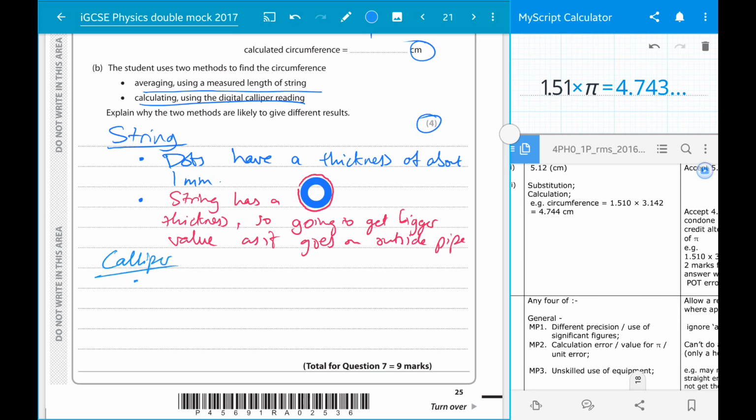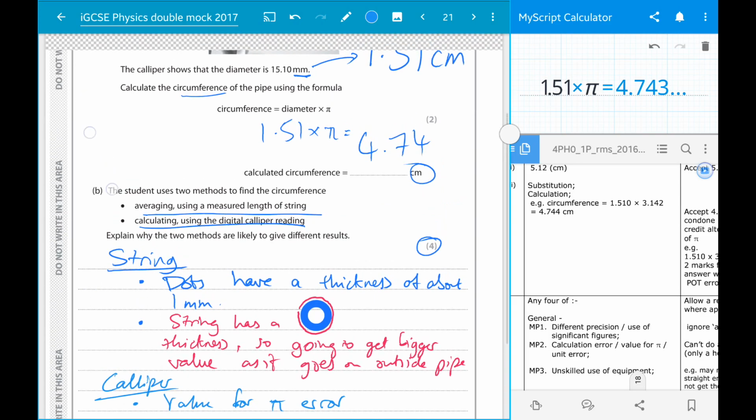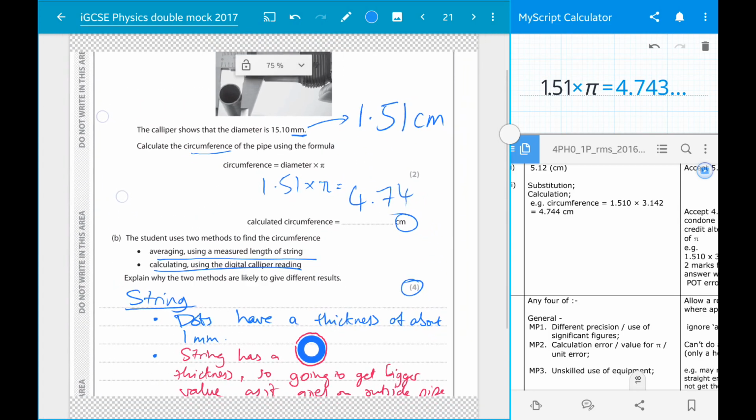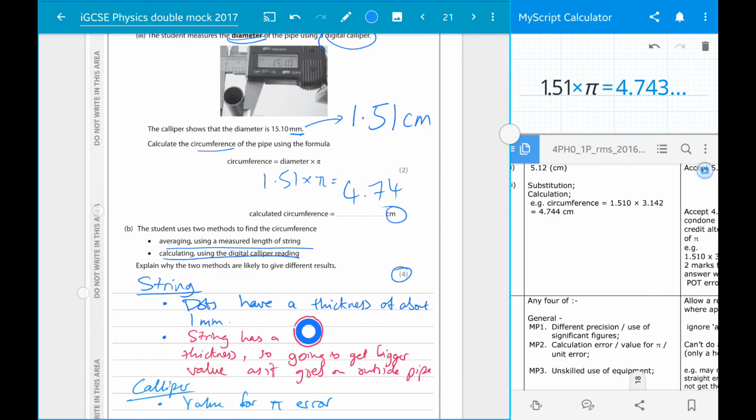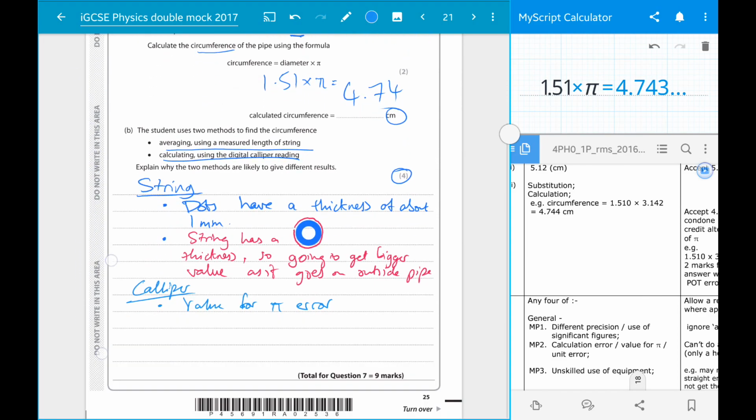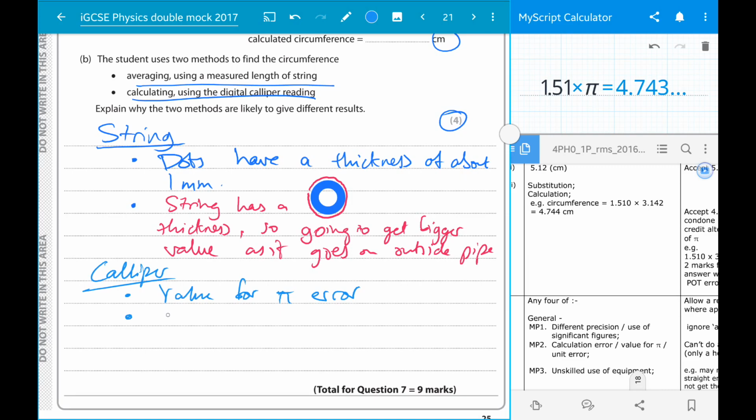So caliper. Well, first of all, we want to make sure that value for pi. There might be an error in our value for pi, because we can see here the value for pi that they're using isn't the same as the value for pi on the calculator above. So there might be a problem with the value for pi. A few other things to mention about the caliper is why they're going to get different results. Well, you can say that the caliper is obviously to a higher precision.